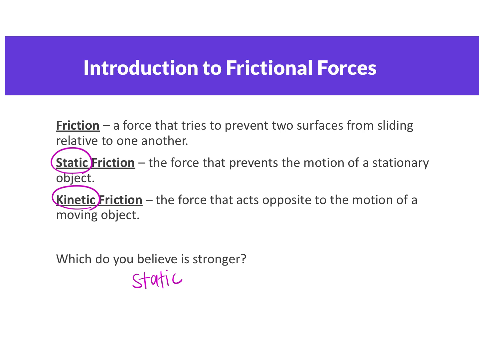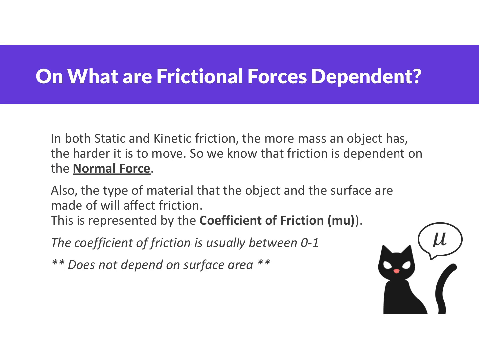Friction is what allows our feet to move forward, for us to push on the ground and the ground to push back on us to move us forward, right? Because if not, our feet would just slip and slide like we were walking on ice all the time. So that's what allows us to move objects forward, essentially. What are frictional forces dependent on? In both our categories of friction, the more mass an object has, the harder it is to move. So friction is not only dependent on the mass, it's dependent on the normal force.